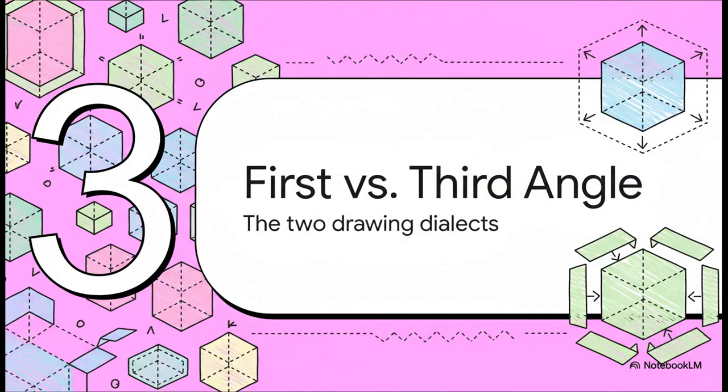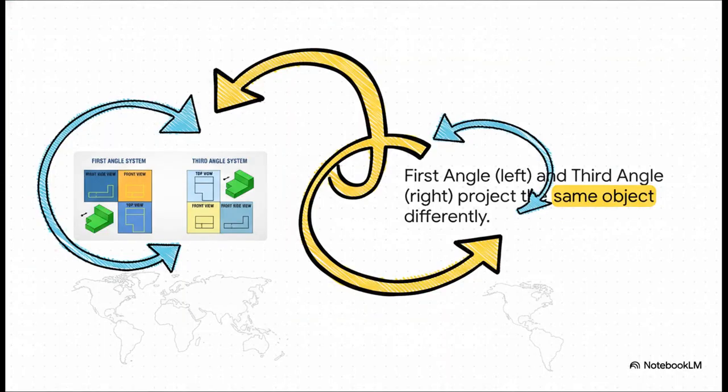Now, here's where it gets a little interesting. While that whole unfolding box idea is universal, the world is kind of split on how the box actually unfolds. This gives us 2 main systems, or you could think of them as 2 dialects of the same language. Take a look. The key difference is right there on the screen. On the left, you've got the first angle system, which is standard in Europe and most of Asia. See how the top view is placed underneath the front view?